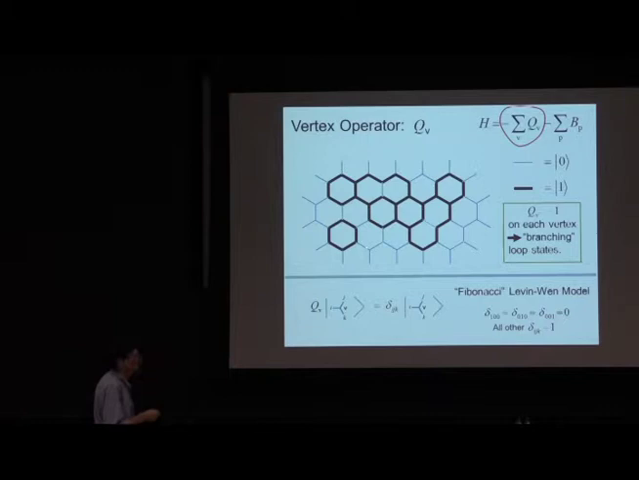And that's in fact the only thing it means. Everything else is possible. You can have any number of edges coming into a vertex be in the state 1 except for 1. And so what that means is the configurations that are eigenstates of QV with QV equals 1 are loop configurations, really branching loops. So it's not just a loop here. The loop can branch out like this.